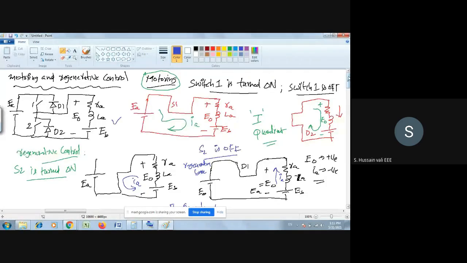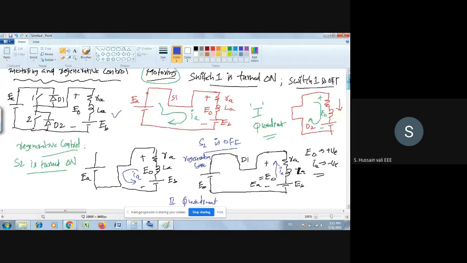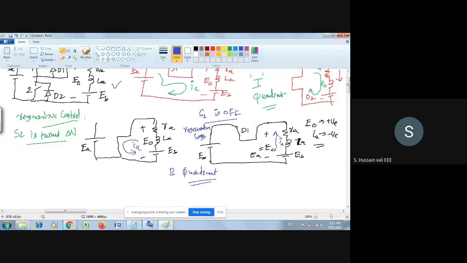So that's the circuit diagram. This is for the separately excited DC motor. Then we will go to the next one, dynamic braking control. It's because for electrical braking you have some other methods also. One of them is dynamic braking control.